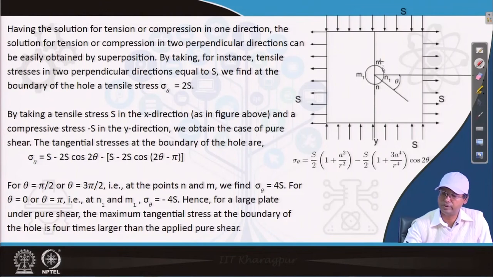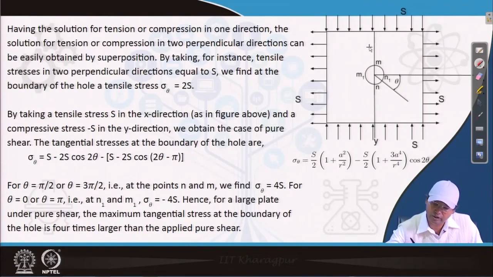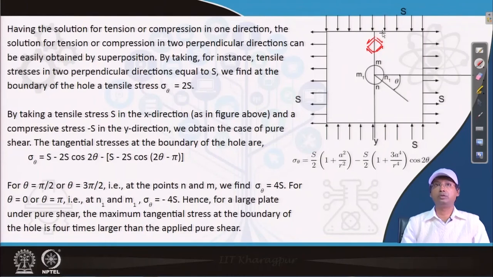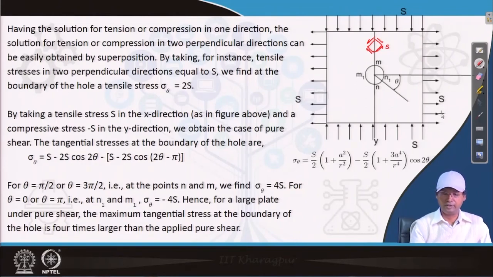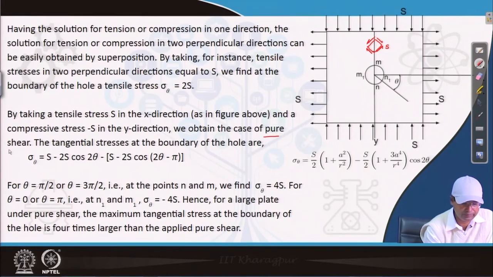See, in this particular case, if we consider any element here at a 45 degree angle, this experiences a pure shear. That means only shear stresses are acting, there is no normal stress acting on that particular orientation of the element. It may also be noted that this amplitude becomes S, whatever the amplitude of the stress being applied. That is the reason we call it pure shear.